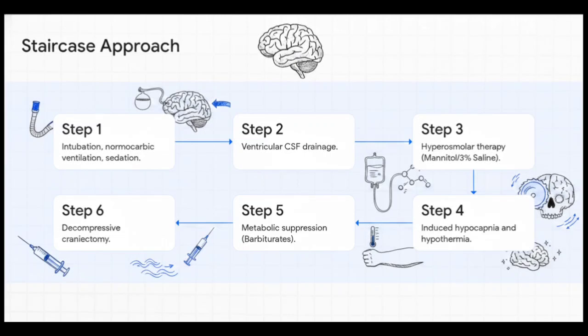Step 1, intubation, sedation, and pain control to stop agitation. Step 2, place a ventricular drain to pull off CSF. If the ICP is still above 20, Step 3 is hyperosmolar therapy, like mannitol or 3% hypertonic saline. Steps 4 and 5 escalate to induced hypocapnia, hypothermia, and metabolic suppression with barbiturates. And if all else fails, Step 6 is your decompressive craniectomy.